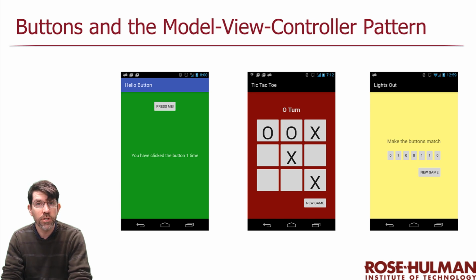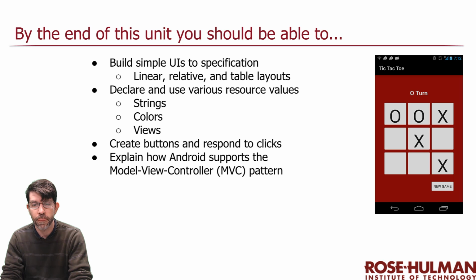We have three apps that we're going to create in this unit. The first one is Hello Button, the second one, Tic-Tac-Toe, the third one, Lights Out. Each one involves some interaction where we're going to press buttons and we're going to see things change on our app. Very simple introduction.